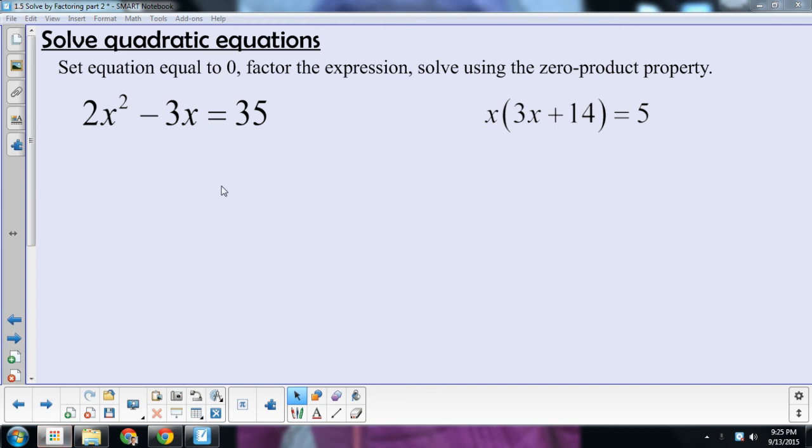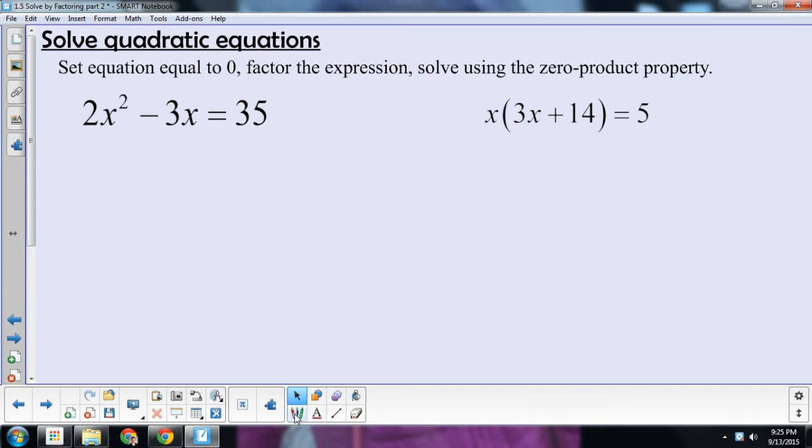All right, now we're going to use the British method to help us solve quadratic equations by factoring. So, a couple steps here. First of all, if my equation doesn't equal 0, I have to rearrange some things. I should probably do that. So, first step to solving is set the equation equal to 0. Then I will factor the expression, probably using the British method. Then I will solve the equation using the zero product property.